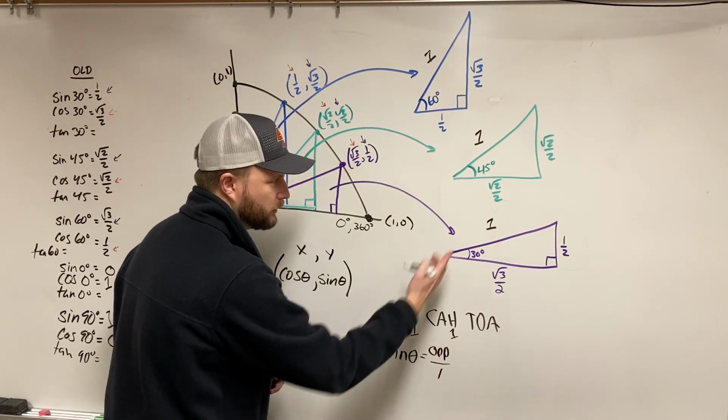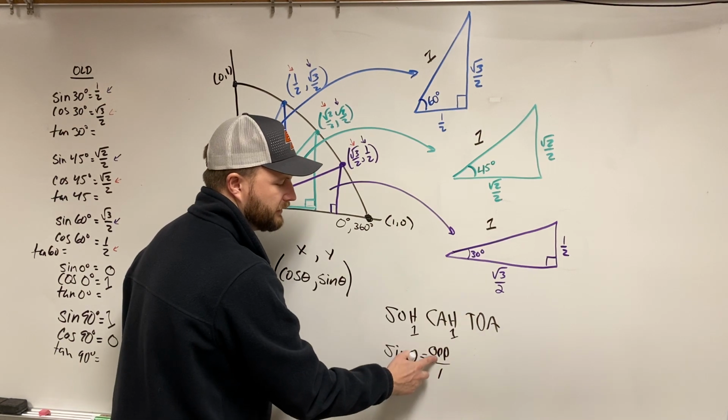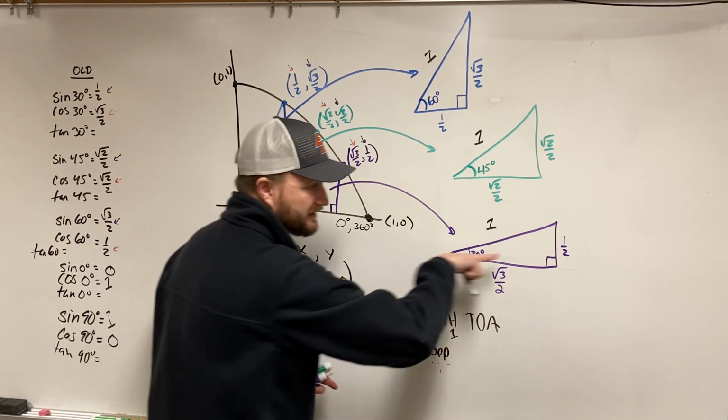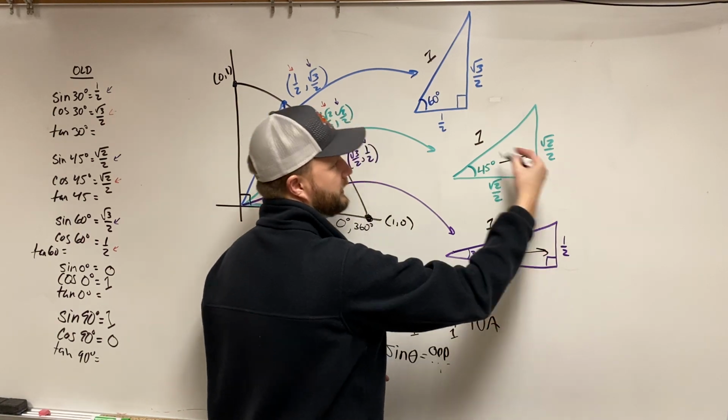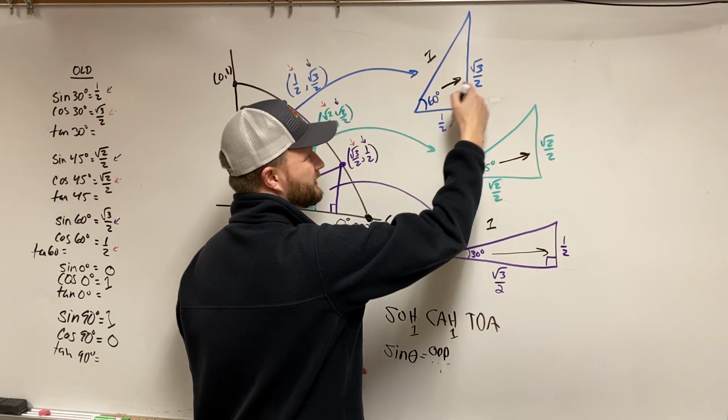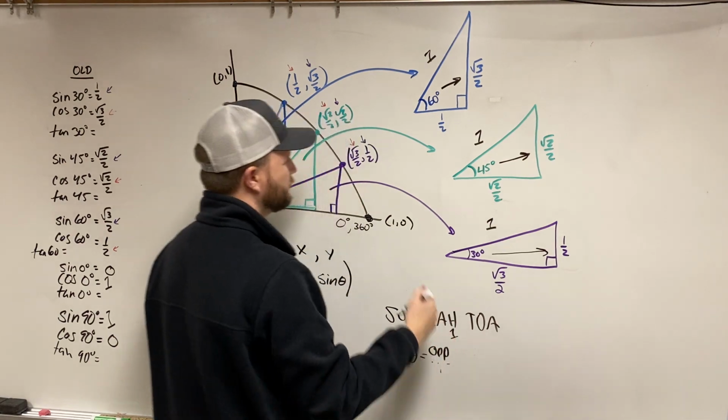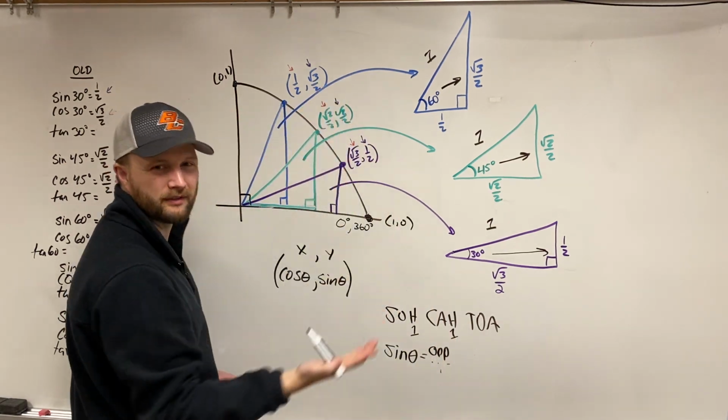Oh, because of 1, we don't even need it. It's just straight up, the sine is the opposite, right? The sine of 30 is 1/2. The sine of 45 is square root of 2 over 2. The sine of 60 is root 3 over 2, right? It's just these y values that are the answer.